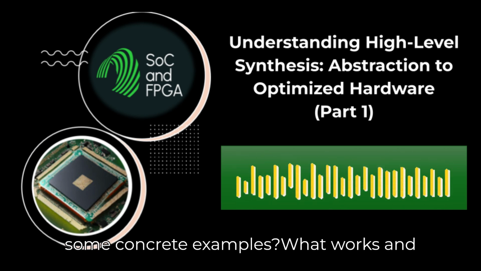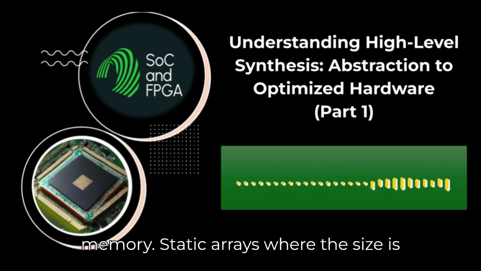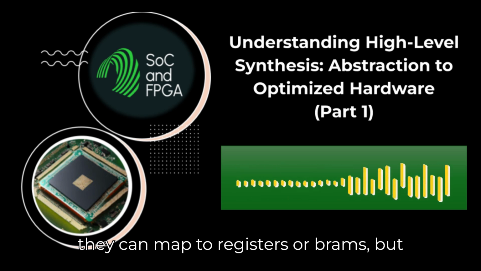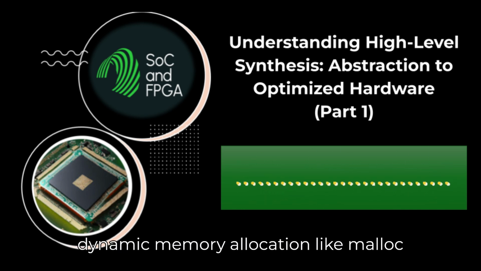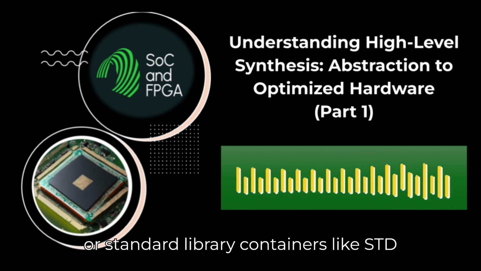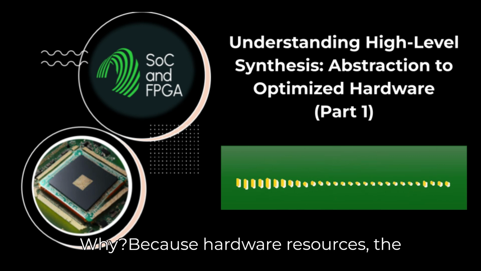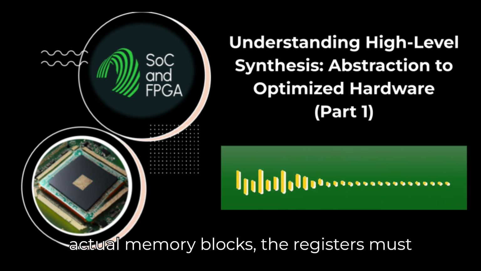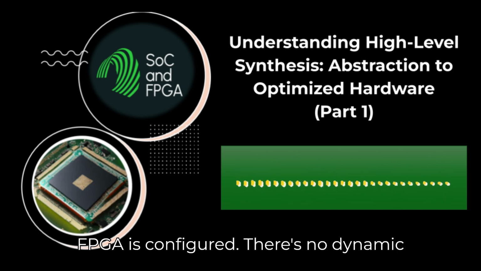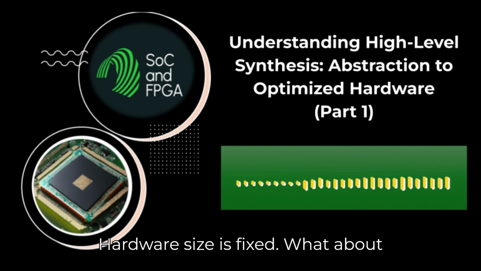Can you give some concrete examples? What works and what doesn't? Let's start with memory. Okay, memory. Static arrays, where the size is known at compile time, are generally fine. They can map to registers or BRAMs. But dynamic memory allocation, like malloc and free in C, or new and delete in C++, or standard library containers like std::vector, is generally non-synthesizable. Why? Because hardware resources, the actual memory blocks, the registers, must be fixed at compile time when the chip or FPGA is configured. Wow. There's no dynamic heap memory pool like in software. Right. Hardware size is fixed.